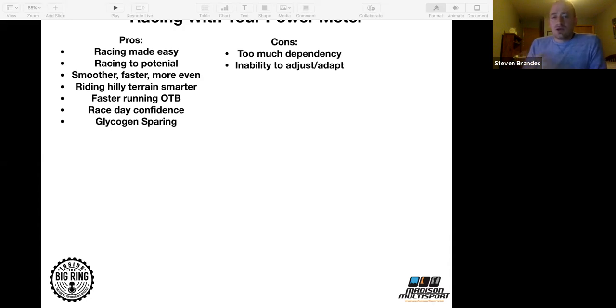Cons. I was talking to someone about this too. People who have way too much dependency on their power meters. Right now, I'm talking power meters are the best things in the world, and I'm saying people have too much dependency on them. I would not lie, if I had athletes of my own, if their power meter didn't work, they wouldn't ride. One, they think that their bike wouldn't work without the power meter.